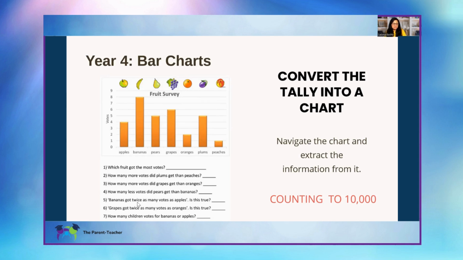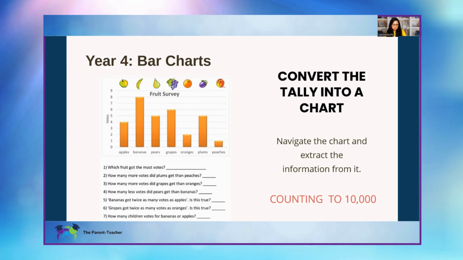They would need to understand that twice as many means double the amount, and it also tests the maths because 8 is double 4 and 4 is half of 8. Okay, so then we look at the next question, which says grapes got twice as many votes as oranges. Is this true? Grapes got 6, oranges got 2, but 2 is not half of 6. So that can't be twice as many because 2 is not half of 6 and 6 is not double 2. It's not twice as much either. So that one would be false, and the answer is no.